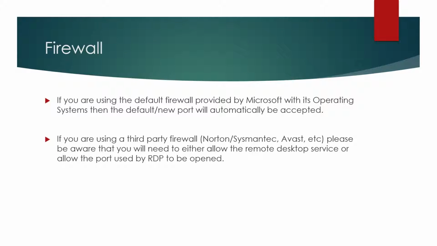Another thing you need to be aware of is the firewall. If you're using the default firewall by Microsoft, it will automatically accept the default port or the new port, depending if you change the port. But if you're using Norton, Symantec, Avast, or any of the ones out there that you can get, you might have to open up the port or allow the service through, so you can remote in. This will be dependent on what your computer set up, and you might have to look at the guides on that. Just a little heads up on that before I get into turning on your remote desktop.